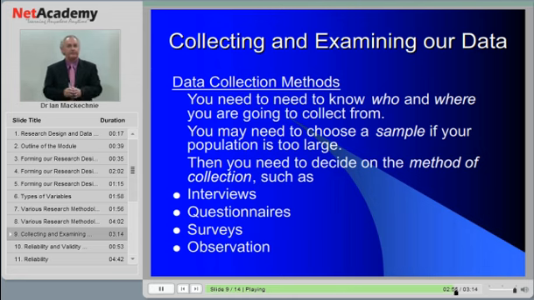Of course, we may also use a variety of means. It doesn't mean that we have to just use one or the other. We might use a variety of means of collecting data. And of course, this will all enrich the information that we get and will provide us with a greater insight into the area that we're examining.